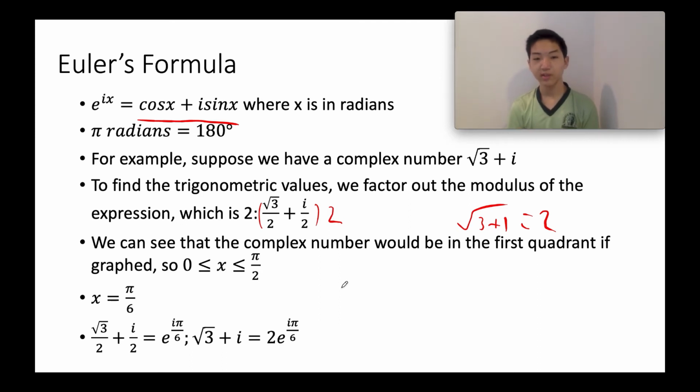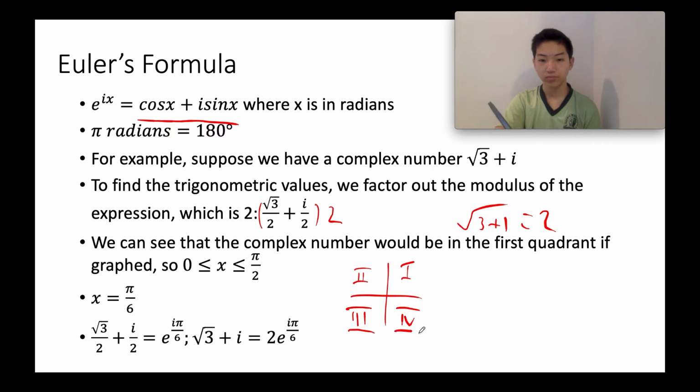So you can see that the complex number would be in the first quadrant if it was graphed, because both of the numbers are positive. So we know that x must be between 0 and pi over 2, which is equal to 90 degrees. So in case you didn't know, if we have this coordinate plane, this is the first quadrant, second quadrant, third quadrant, and fourth quadrant.